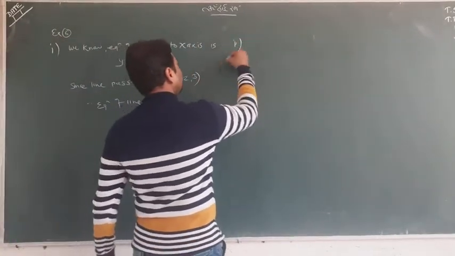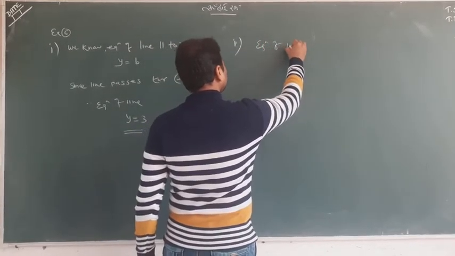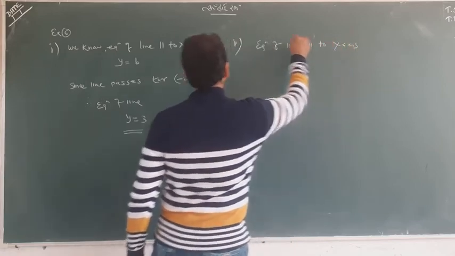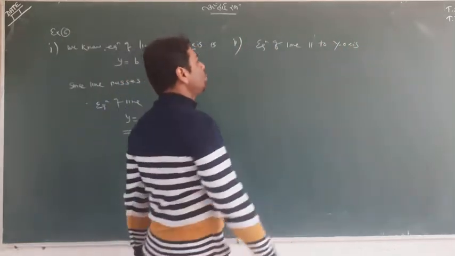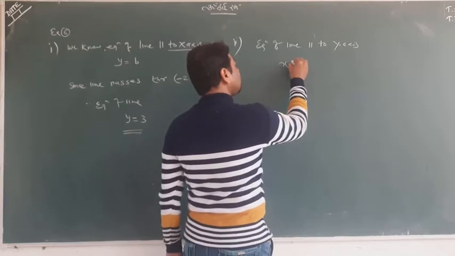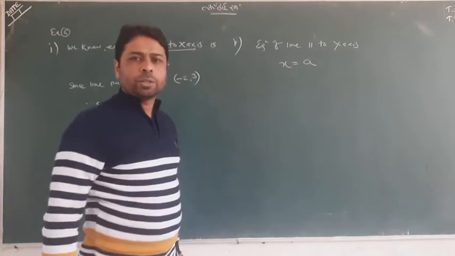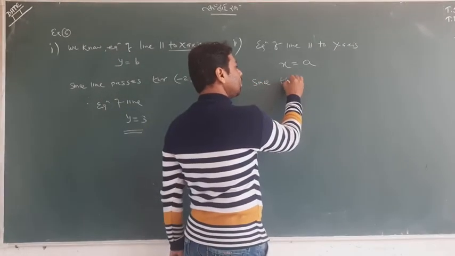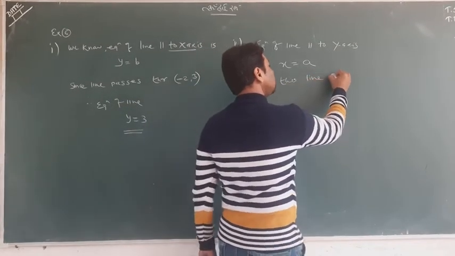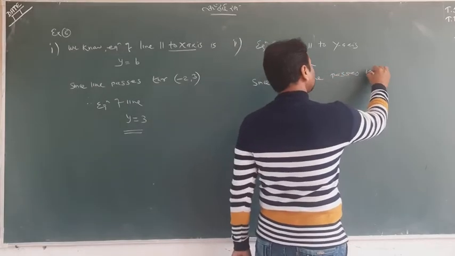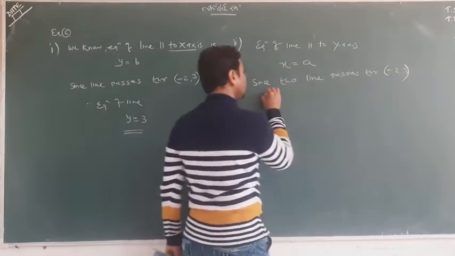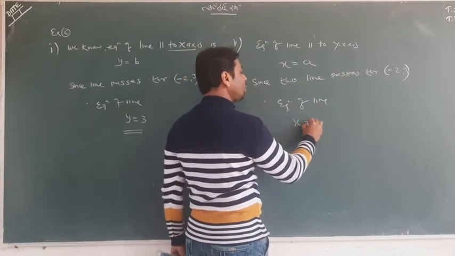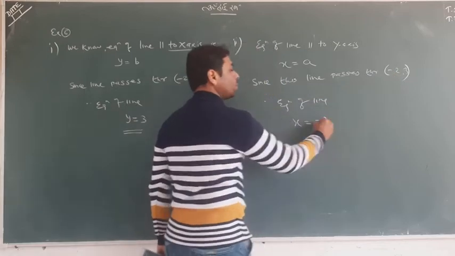This is my second. The equation of line parallel to y-axis. First I chose x-axis, now I am choosing y-axis. The answer is x equal to constant. So the same work I will do here. Since this line passes through the point (-2, 3), you know what the answer is. x equal to, what is x? -2. So this is the answer.